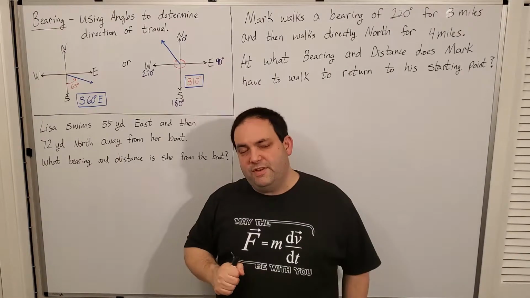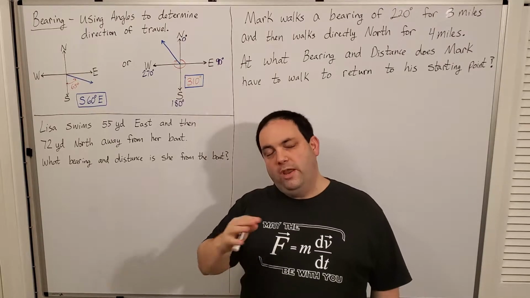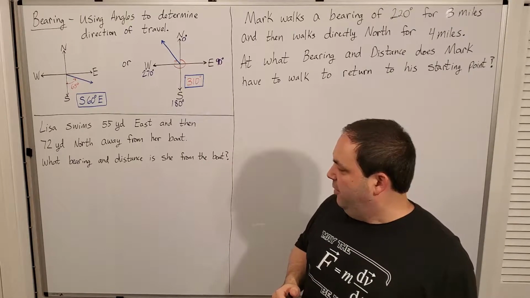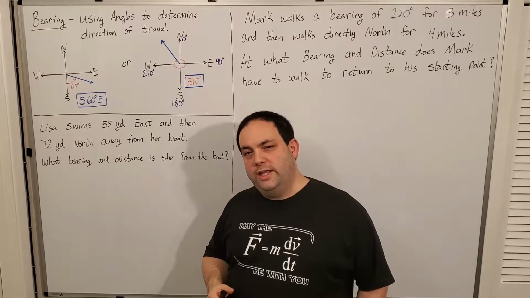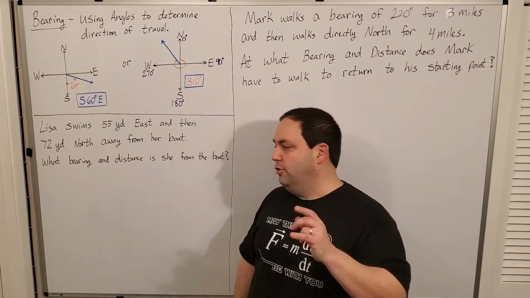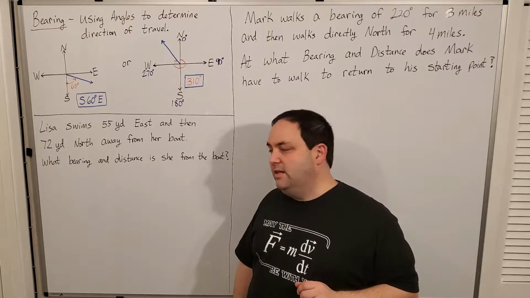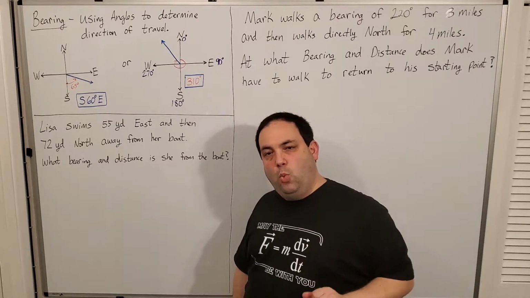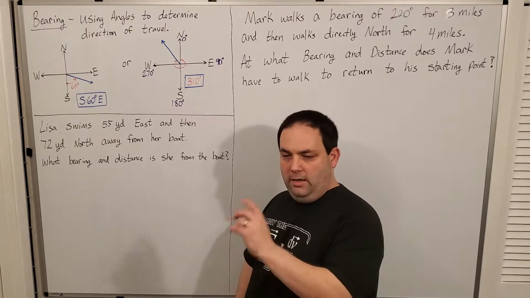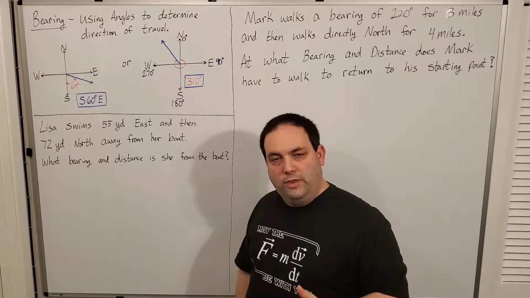Now, let's get a couple of applications. Lisa swims 55 yards east and 72 yards north away from her boat. So what bearing and distance is she from the boat? Now the wording is crucial here. The bearing is going to be measured from the boat, not from her. That does make a difference. Now, of course, the distance is the same no matter what. This is like someone asking, hey, where's Lisa? She's at this bearing, the bearing from the boat. So they'll turn that direction and go that way towards Lisa.